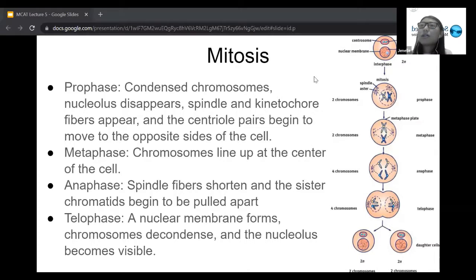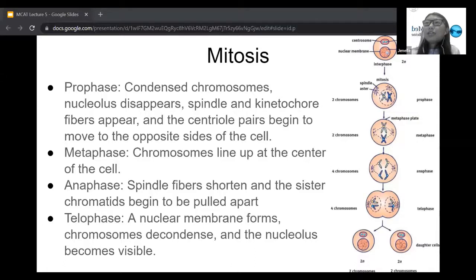Yep, okay. I also just wanted to mention that as you can see here, there's the 2N. The cell starts off as diploid in mitosis and also ends as a 2N, a diploid cell in mitosis. And the daughter cells in mitosis are exactly identical to the starting ones.